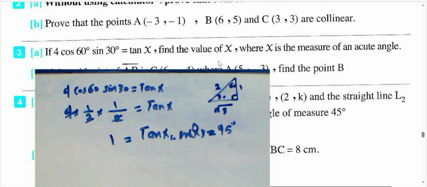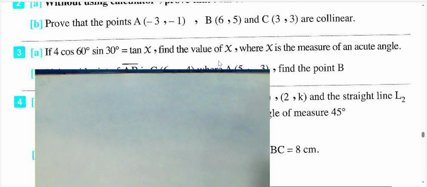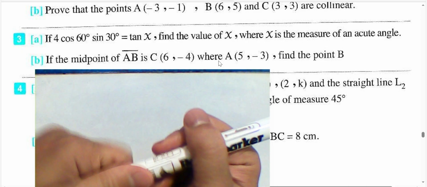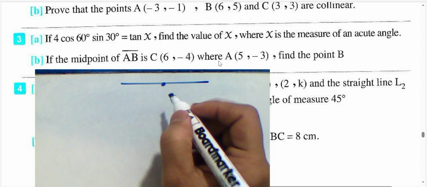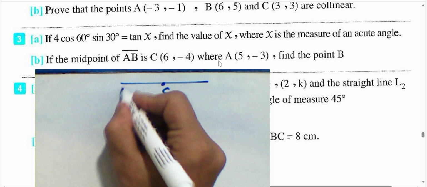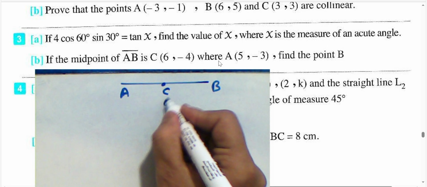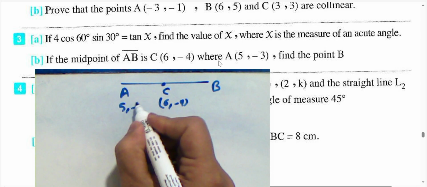Okay, next question. The midpoint of AB is C, where A is (5, -3). Find the point B. Okay, we have the midpoint here. C is the midpoint of A and B. The coordinates of C are (6, -4), and A was (5, -3).